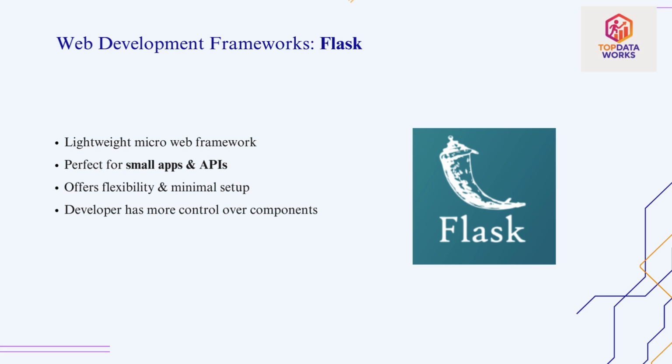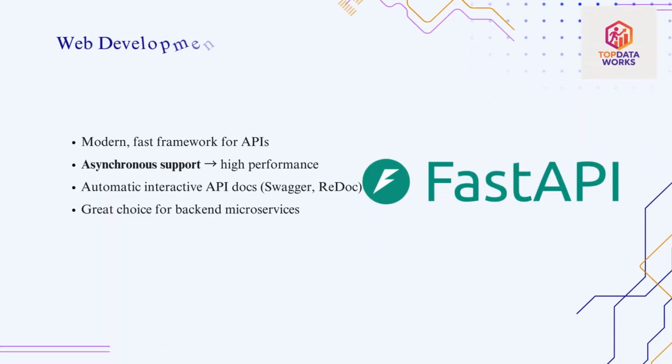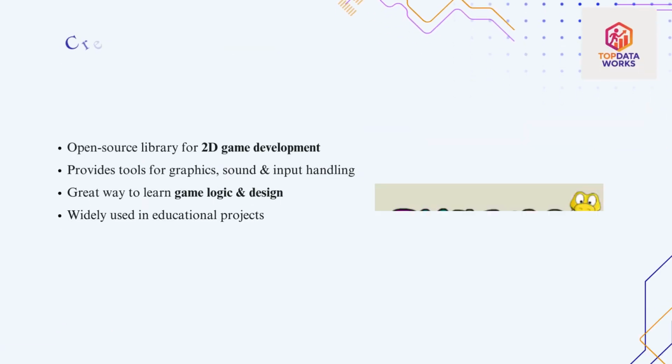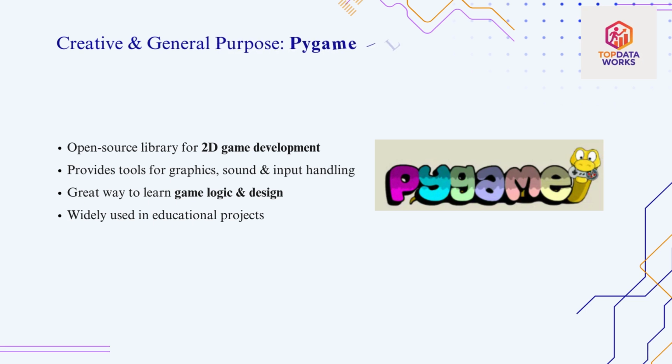So next comes FastAPI. It's basically designed for building APIs, and it's super fast because it supports asynchronous programming. What's cool is, right, it automatically generates interactive API documentation so you and your team can test the endpoints directly from the browser. If you are working on backend services, FastAPI is one of the best choices today. So last but not least, finally we have Pygame.